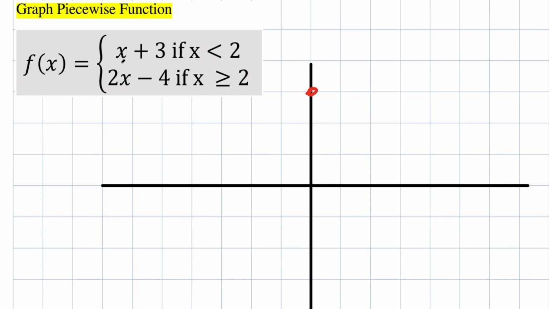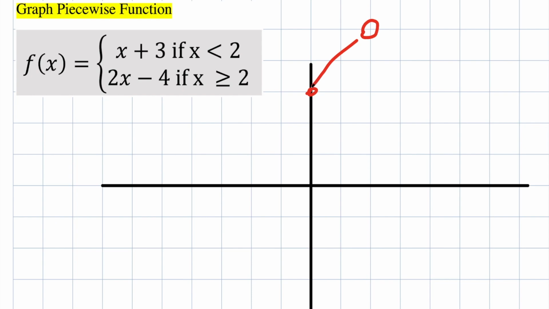So let's try 2. If x is 2, 2 plus 3 is 5. So if x is 2, then the y value is 5. So this is 3, 4, 5. And this is going to be an open circle. Now, it's a line, like y is equal to mx plus b. So we have all the information we need to draw our line.